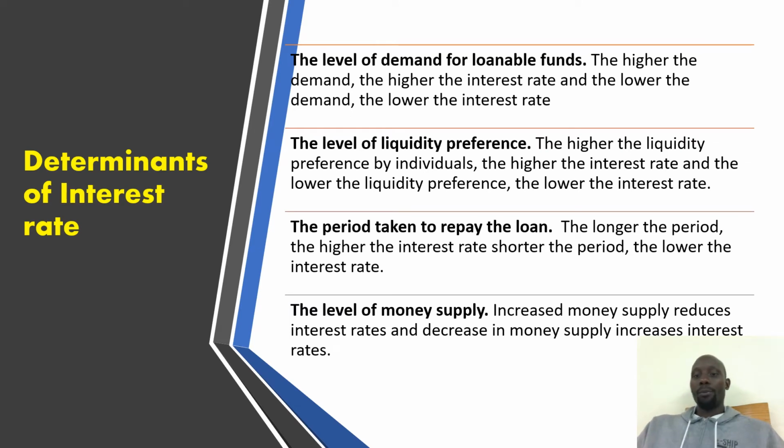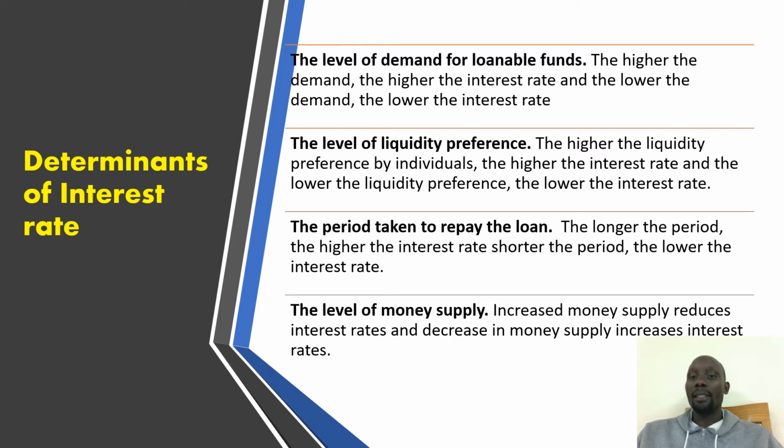Let us continue our discussion by looking at the determinants of interest rate. The first one we can talk about is the level of demand for loanable funds. So we have said that loanable funds, that is money available in financial institutions for lending out to the public. So if demand for loanable funds is high, then the interest rate will be high.